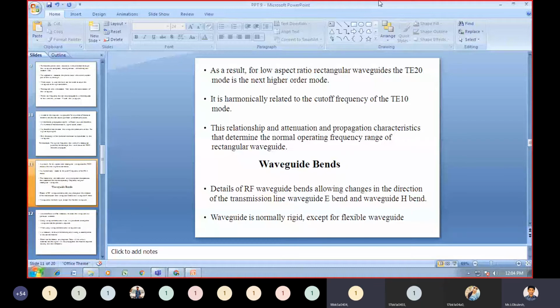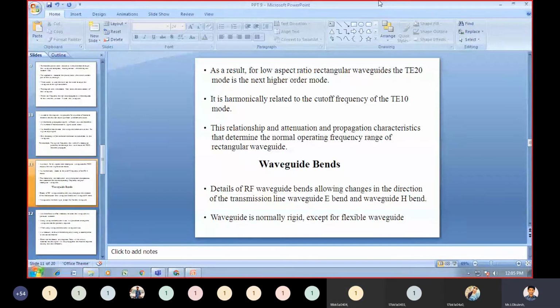So TE10 mode is the dominant mode, where we will get it under the cutoff frequency region, which will be related harmonically. This relationship, the attenuation and propagation characteristics, determines the normal operating frequency range of the rectangular waveguide.